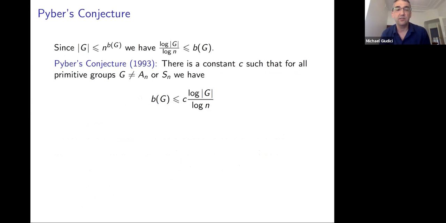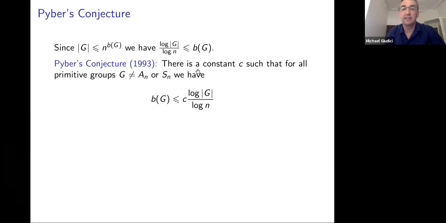Well, there is this conjecture of Pyber, but the motivation comes from the following observation. Okay, so if I have a base of size B of G, then as I saw before, the order of my group is at most n to the B of G. And so rearranging, we get log the order of G divided by log n is at most B of G.